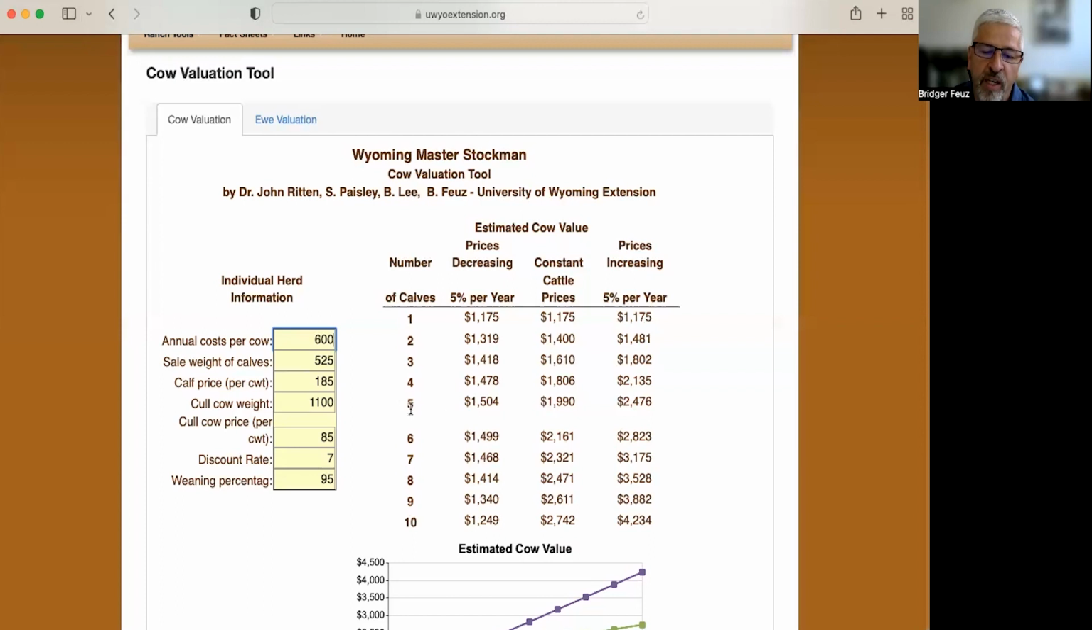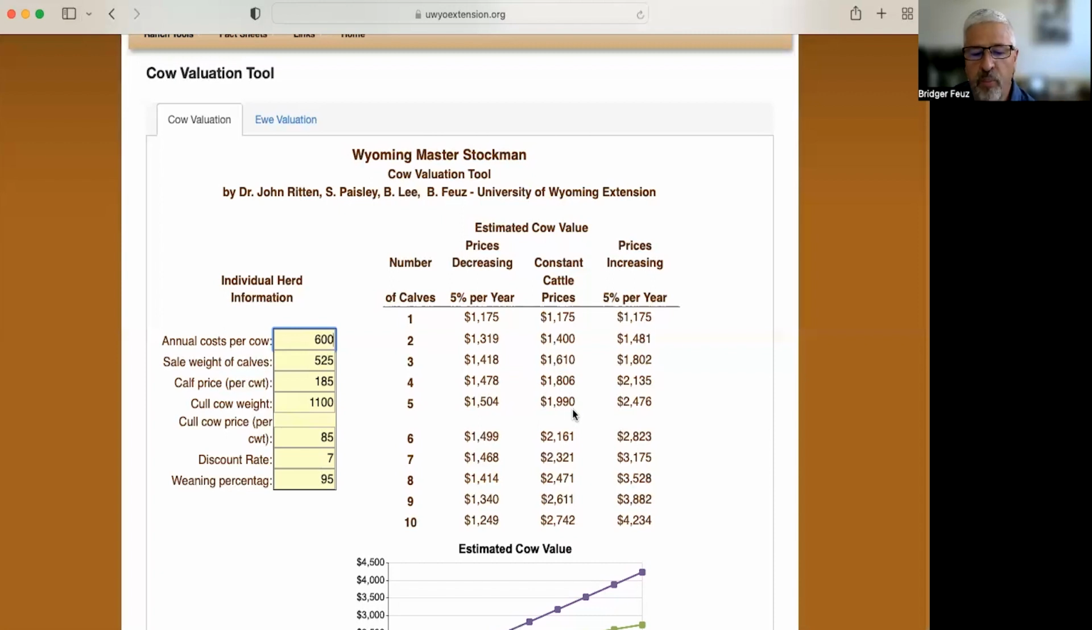So if we're thinking about 5 as a good conservative number to think about in terms of what you can afford to buy, either 4 or 5 is probably the number you should use. But in this example, you could afford to pay $1,800 for that cow if she gave you 4 calves, or $1,900 if she gave you 5.